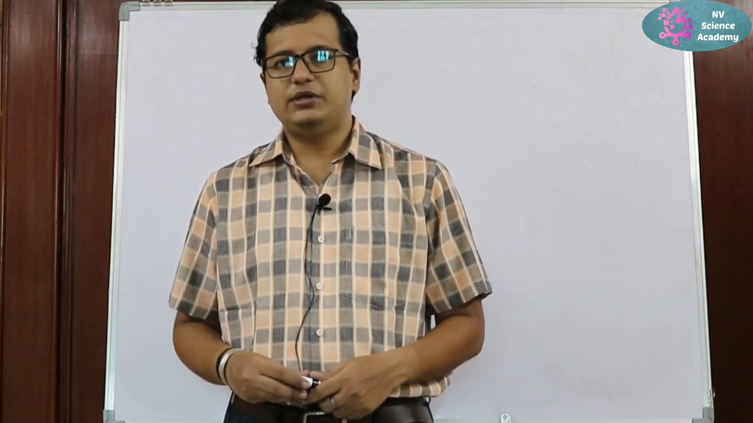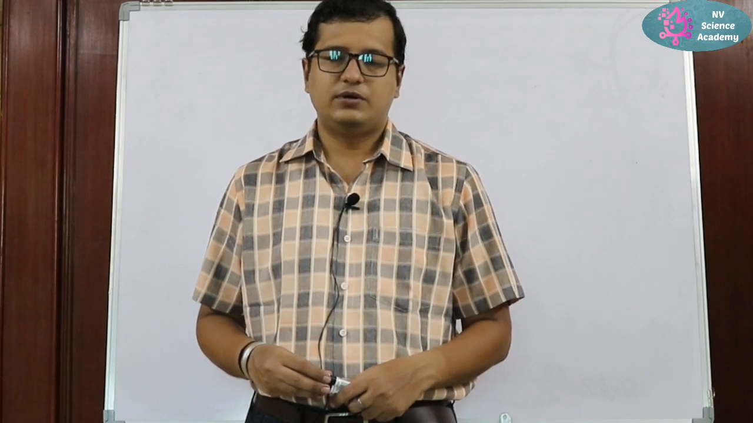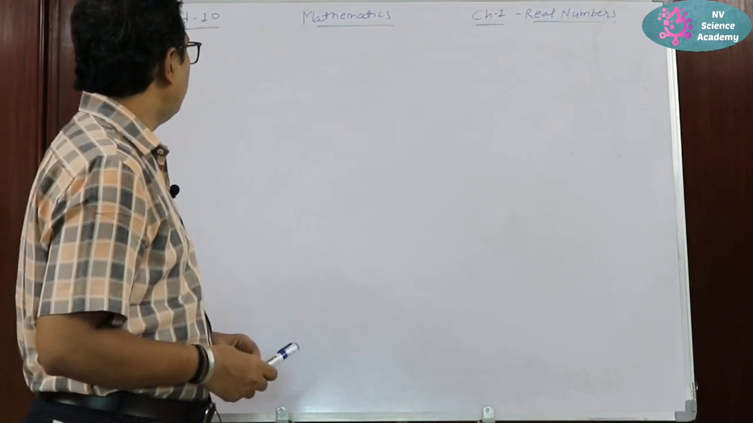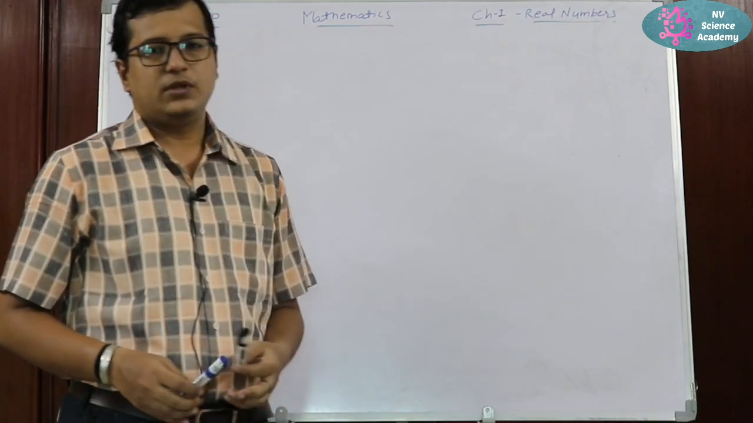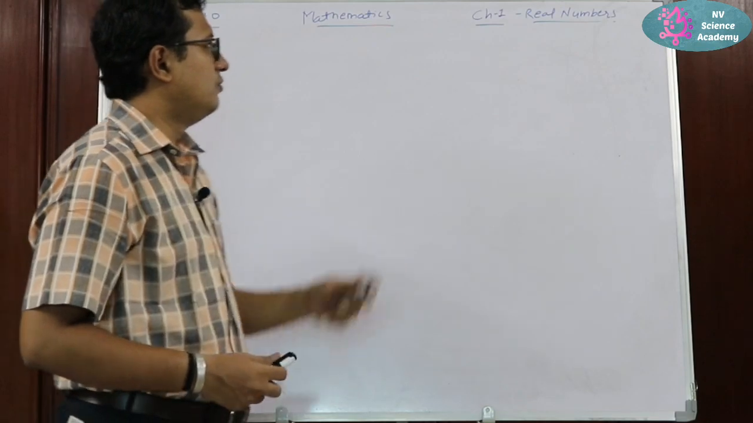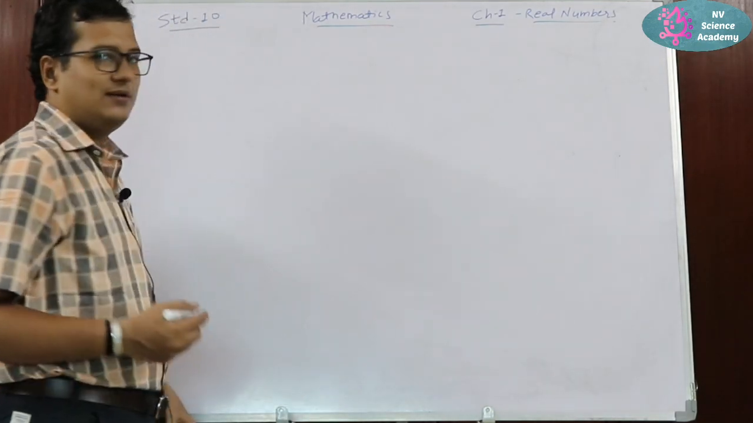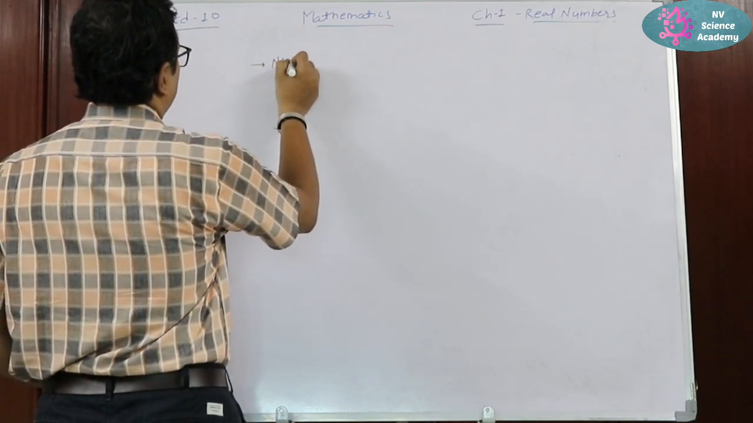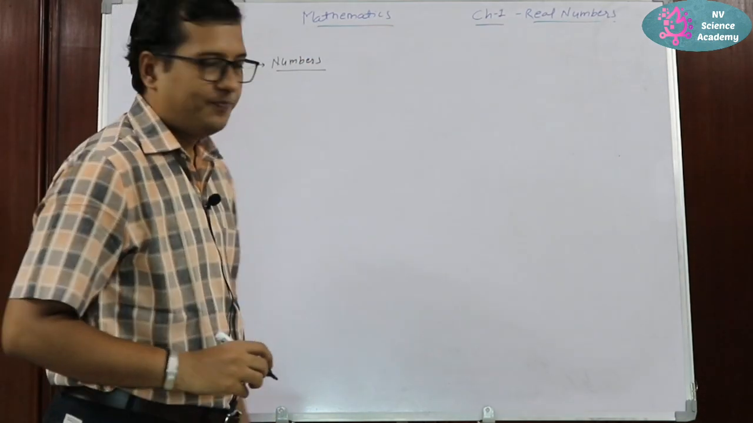Today we are going to see some portion of chapter number 1 of Mathematics for Standard 10. The first chapter of Standard 10 is real numbers. Before moving to the real numbers, let us remind something from Standard 9. I think you have studied about numbers in Standard 9.